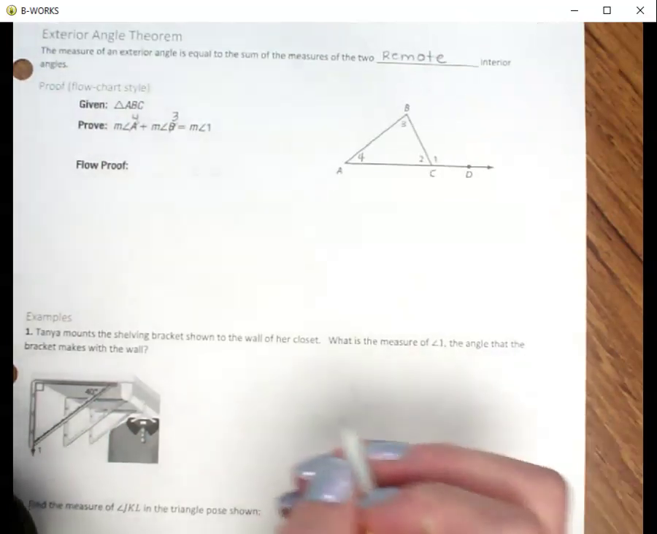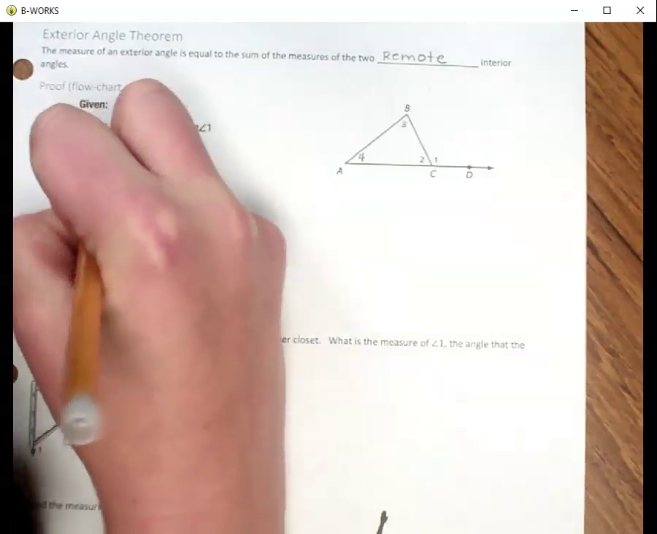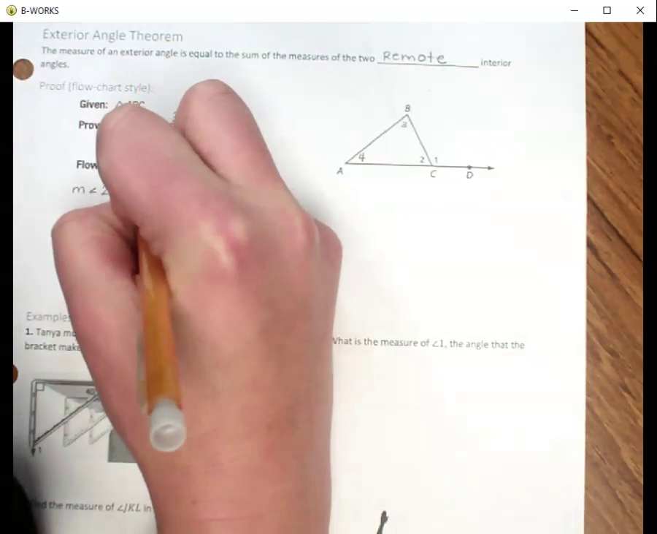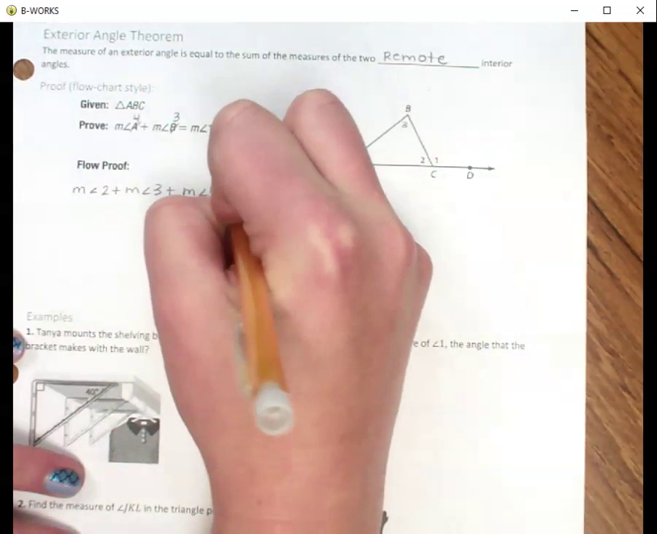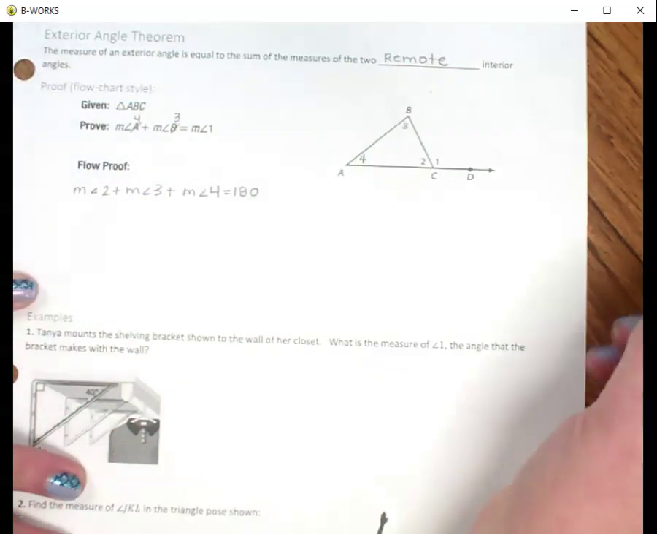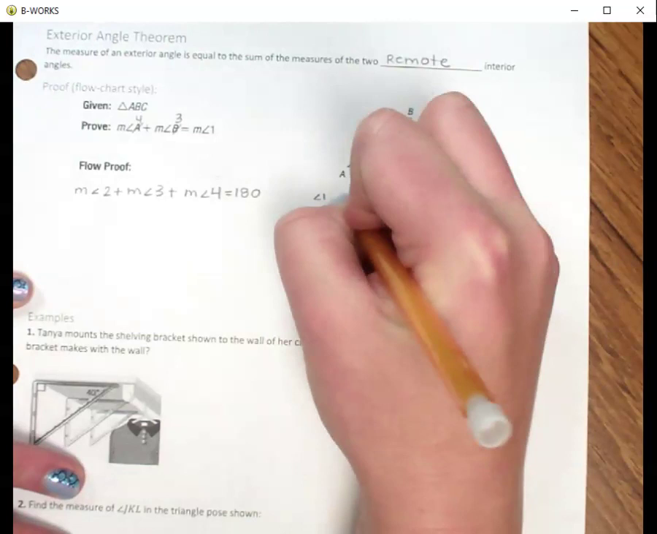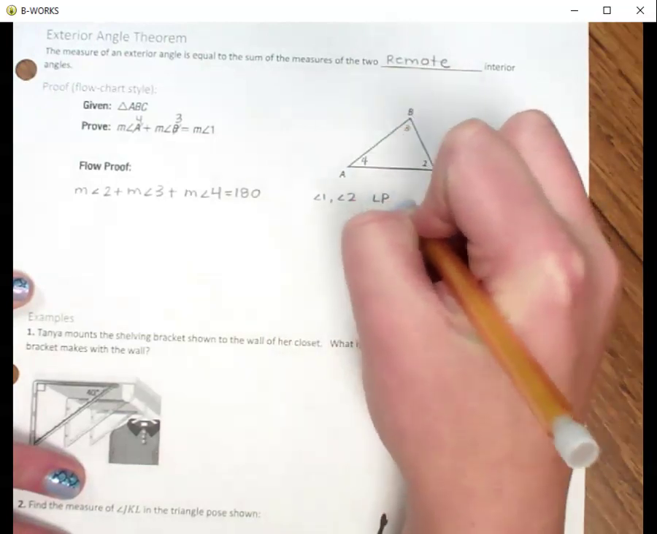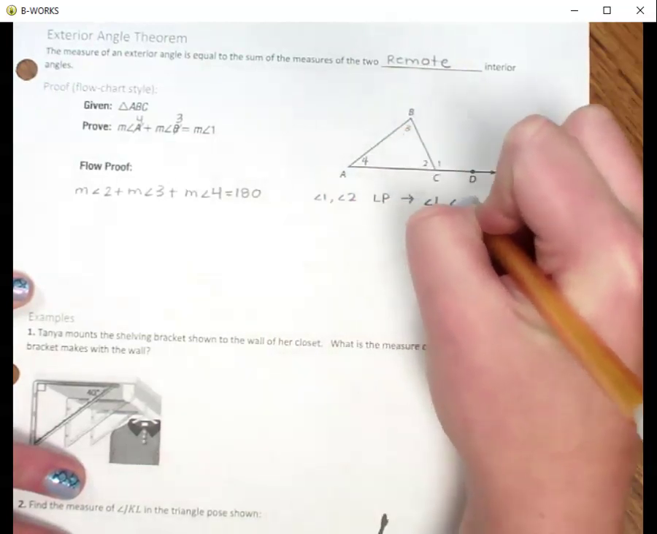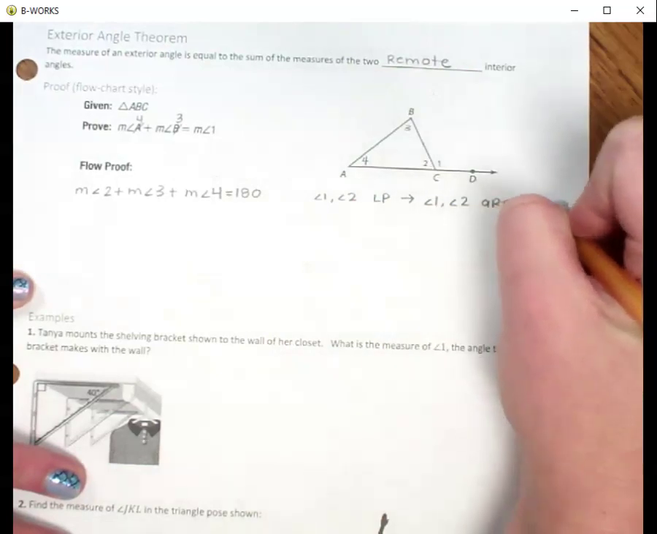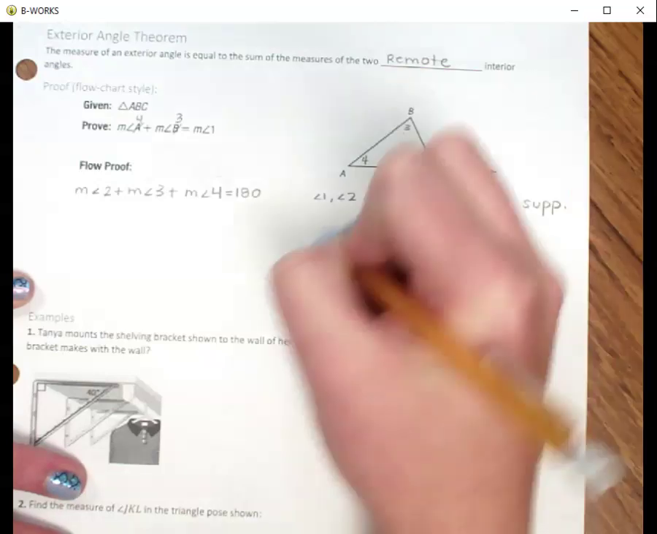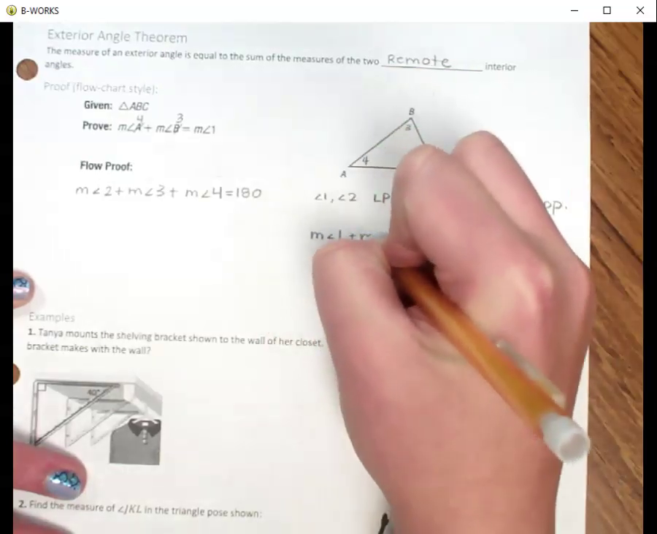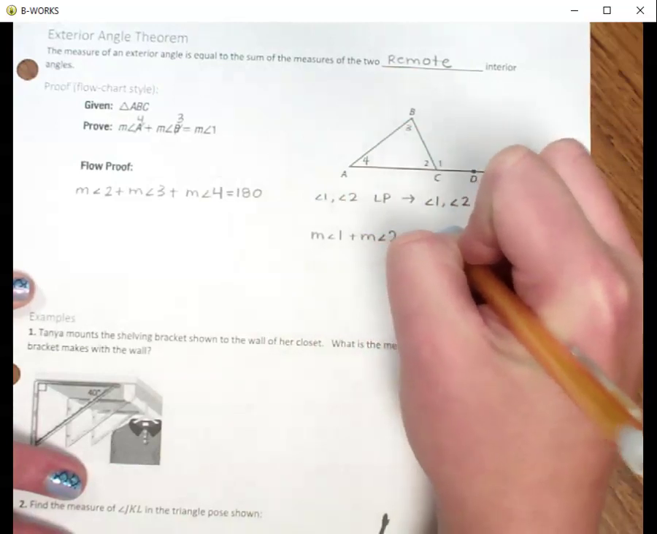So we know that the sum of all interior angles of a triangle is 180 degrees. We know that from earlier in this section. Now angle 1 and angle 2 are a linear pair, which means that they are also supplementary by the linear pair postulate. So we also know that the measure of angle 1 and the measure of angle 2 is 180 degrees.